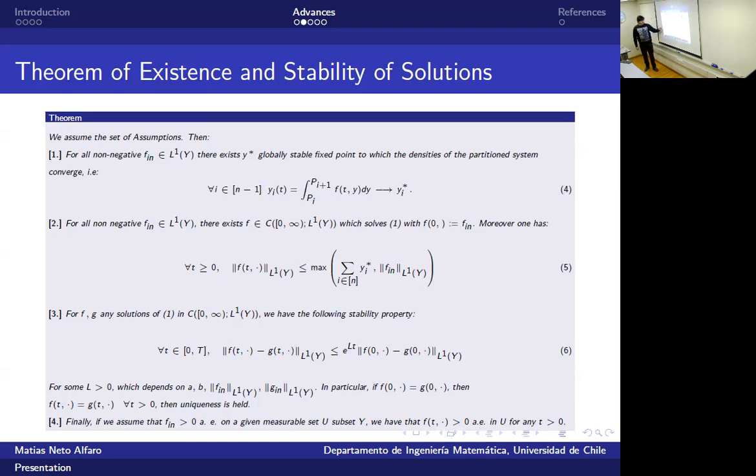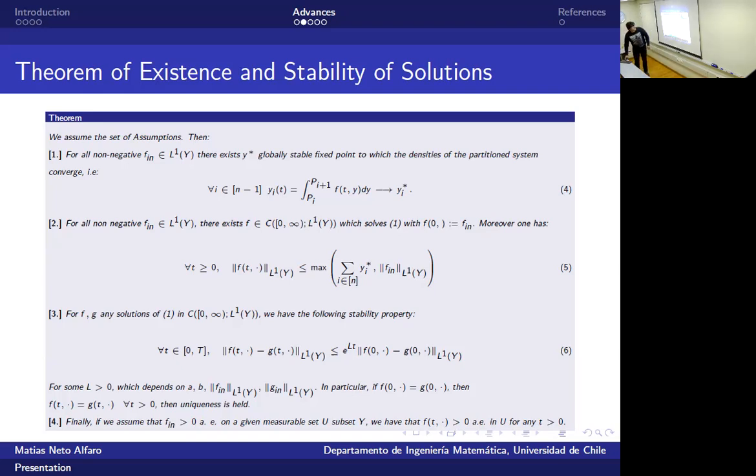The third result is a stability property: for any F and G continuous solutions of the system, we have the next inequality that allows us to have uniqueness of the system. The fourth condition that we can see is that if the initial condition is positive almost everywhere in a measurable set, the solution for any time in that measurable set is positive.